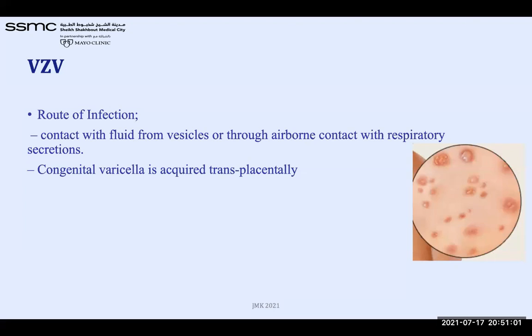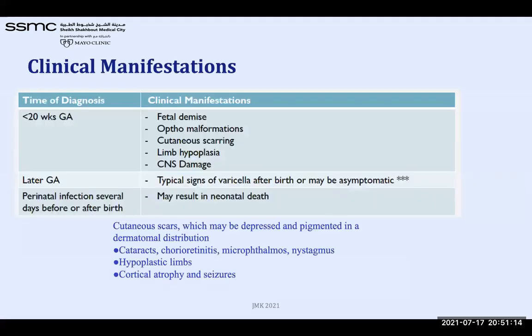There are other infections also, but as you know, there are too many things and too much information. So varicella zoster is another herpes virus. A very common route of infection is contact with the fluid from vesicles. Congenital varicella is acquired transplacentally. If diagnosed at less than 20 weeks gestation, there are chances of fetal demise, ophthalmocutaneous involvement, limb hypoplasia, and CNS damage.